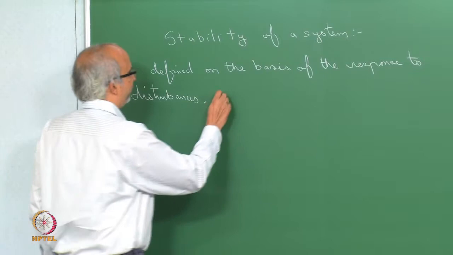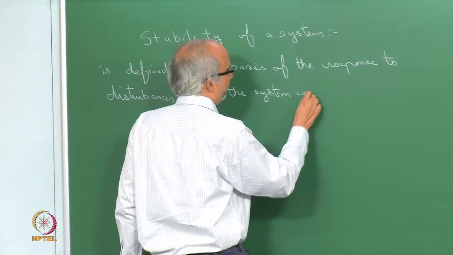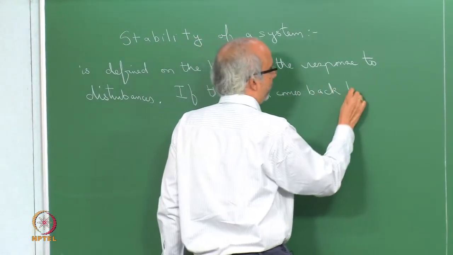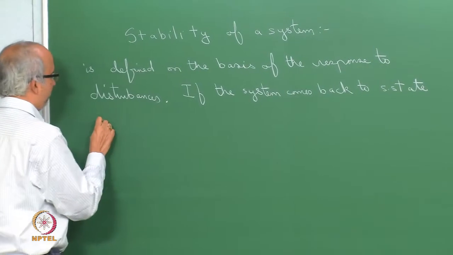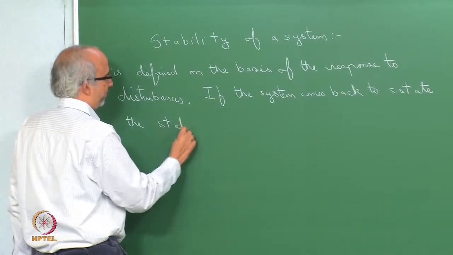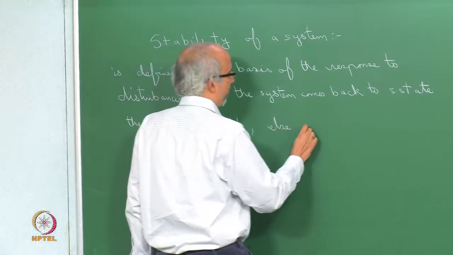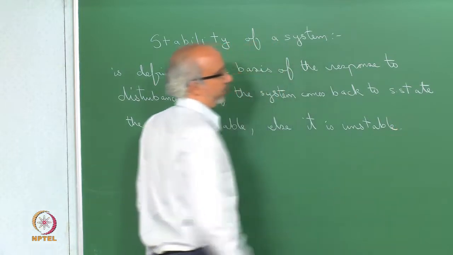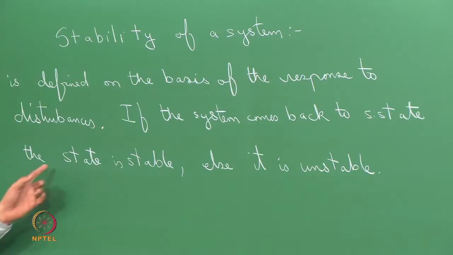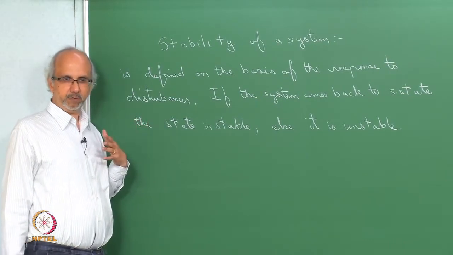So if the system comes back to the steady state, the state is stable, else it is unstable. I just wanted to emphasize again that when I'm talking about stability, I'm talking about stability of a state. Now, this is what you understand in English, and what we want to do is develop a mathematical framework.